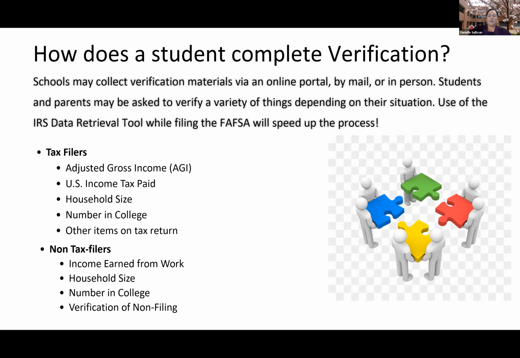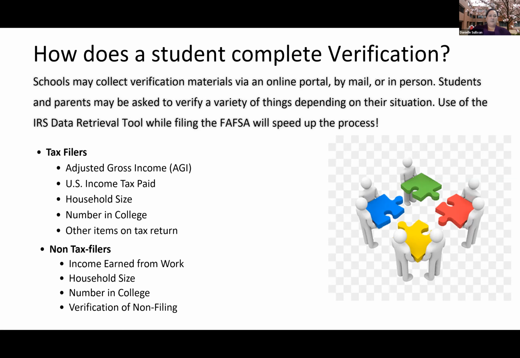So generally speaking, how does a student complete verification? Some schools are going to collect materials via an online portal where the student authenticates by signing in. They might mail documents to the school. They can drop them off in person. And students and parents can be asked to verify a variety of things.